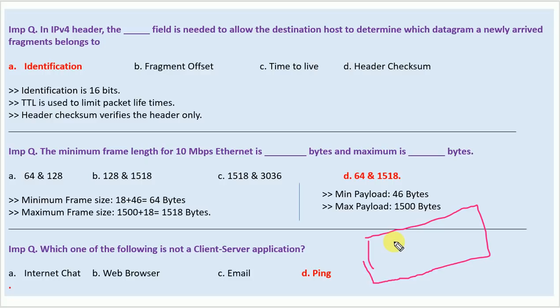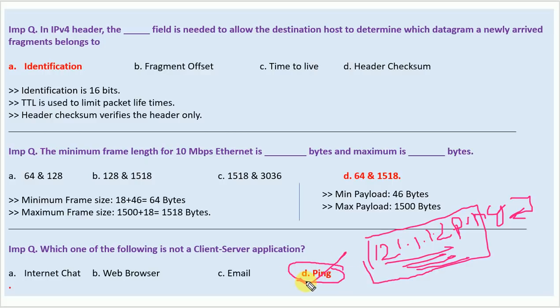In your command prompt, just open your PC and type any random IP address, like 121.1.1.2. Go to the command prompt and type ping 121.1.1.2, and click on enter. You will see that it will give you the time to live and whether this particular IP address is accessible or not. Such things we can do with ping. So ping is basically a command. This is nothing related with the client server application.